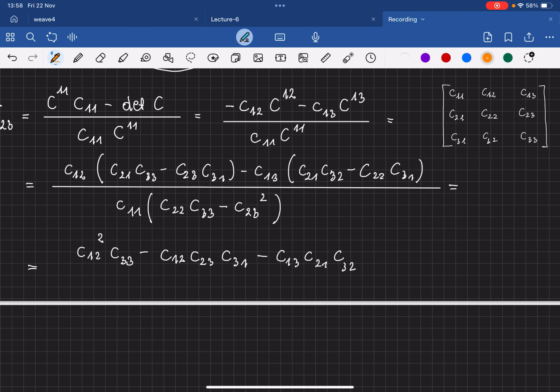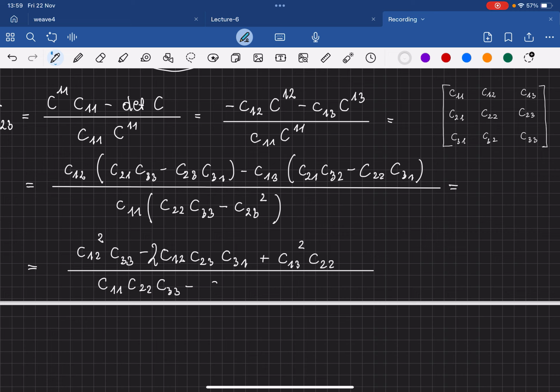As we can see, these are in fact the same. Therefore, instead of writing it like that, I will put 2 in front of this. And then we have plus C13 squared, C22. So this is the numerator. And in the denominator, we have C11, C22, C33 minus C23 squared, C11.